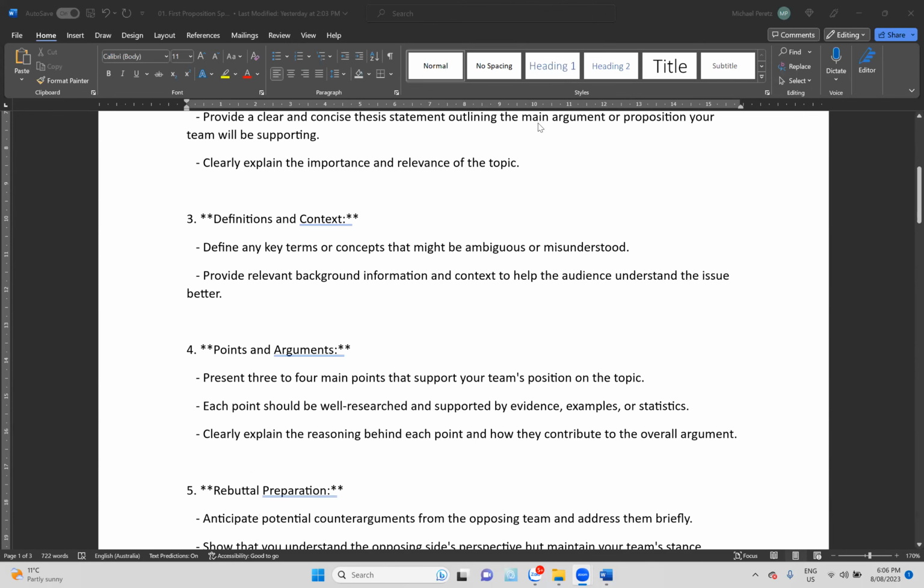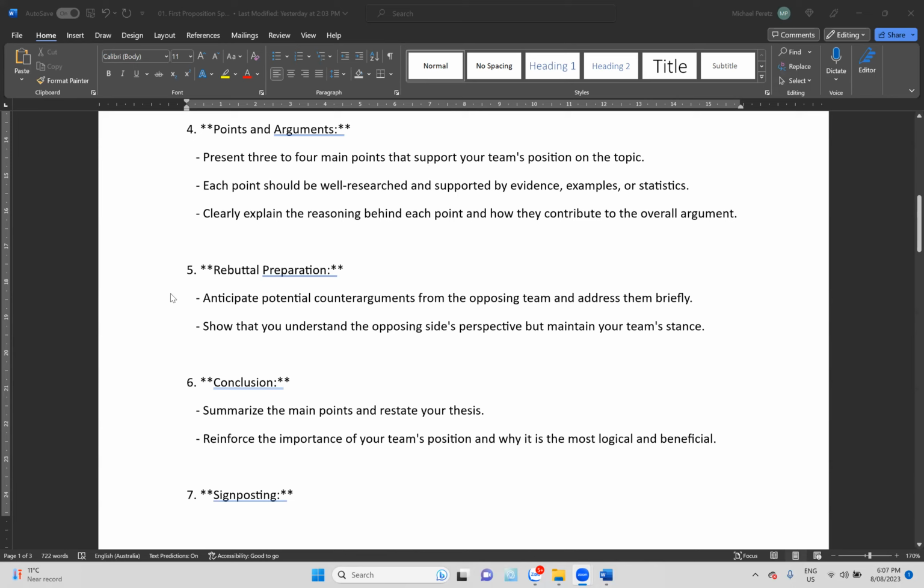Next, you want to present about three or four main points that support your team's position on the topic. So these are the arguments, essentially. This is setting up your team line. Each point should be well researched and supported by evidence. That's something that I know you've heard me say a lot. Evidence is important. And next, you want to explain the reasoning behind each point and how it contributes to your team's argument.